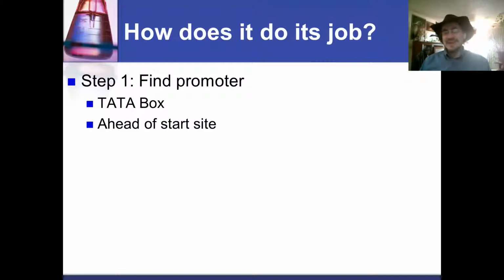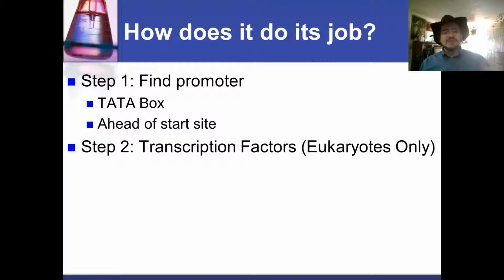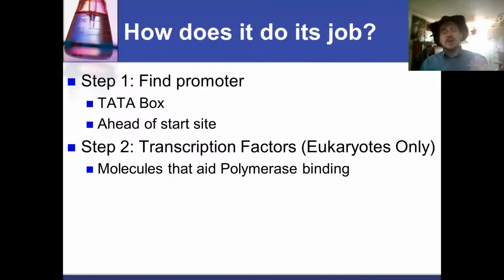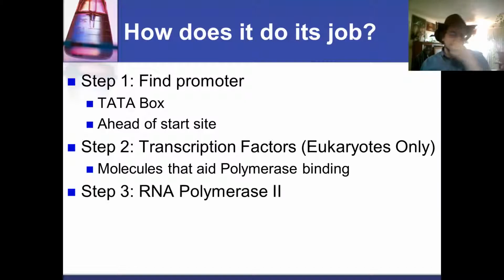The TATA box is ahead of the start site. In other words, just before the start site is the TATA box. So RNA polymerase II finds the TATA box, and then it's able to find the start site. Step 2 is for eukaryotes only, and it involves those transcription factors. And these are molecules that aid RNA polymerase II in binding to the TATA box and the start site.